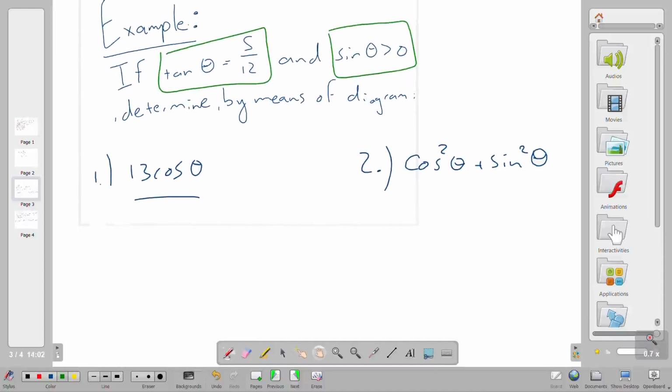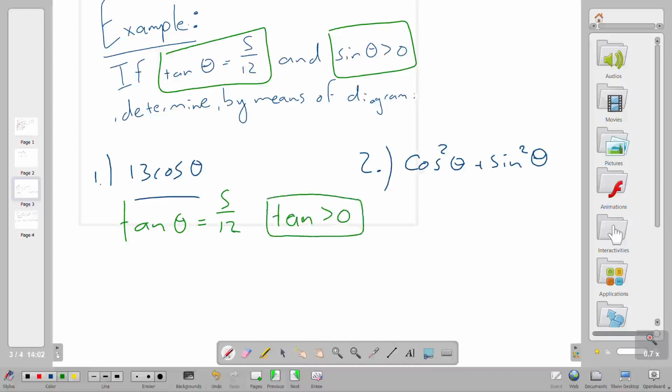So firstly, I'm going to write down that expression. Tan theta is equal to 5 over 12. What does that tell us? That gives us a lot of information actually. We see that tan is positive, and that's useful to determine which quadrant we're in. And they also tell us that sine of theta is also positive.